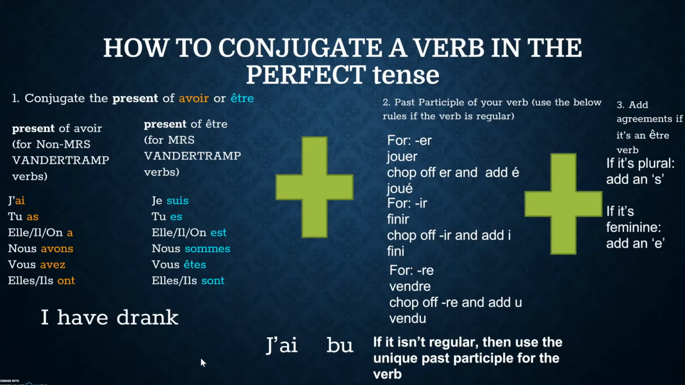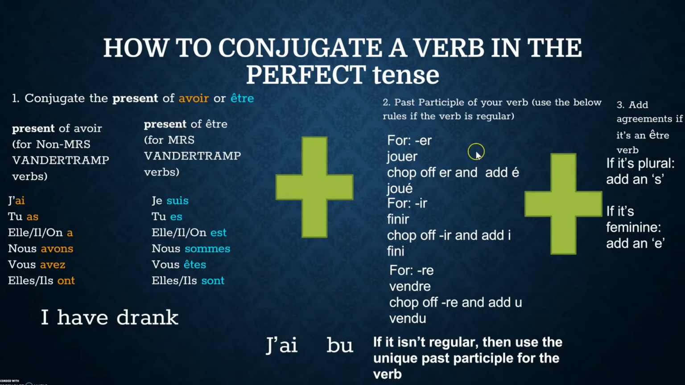Let's just quickly review how we conjugate a verb in the past tense, because conjugating a verb in past tense is surprisingly similar to conjugating a verb in the past subjunctive. Let's say we want to translate this phrase, I have drunk. Ask yourself which verb this is talking about. It's talking about the verb to drink, which is boire. Boire is a non-Mrs. Vandertramp verb, so we're going to have to use the present of avoir. The pronoun here is je, so we're going to have to use the present of avoir in the je form, which is j'ai. So that's the first half of our conjugation.